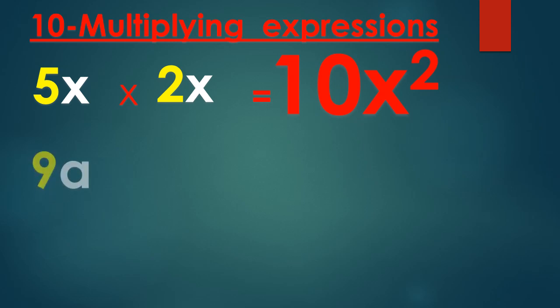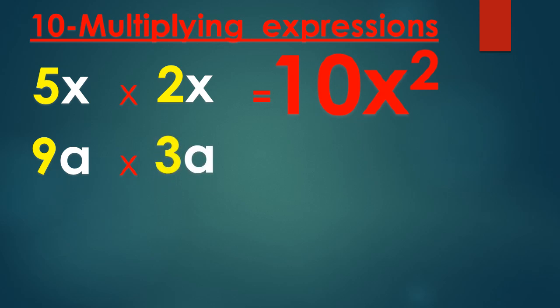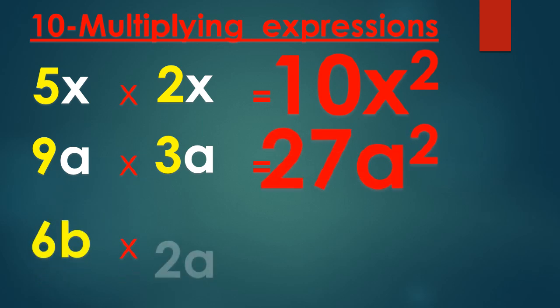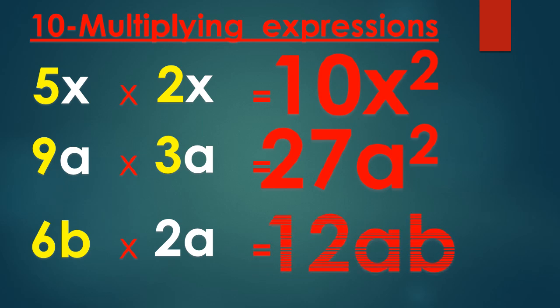9a times 3a. 9 times 3 is 27. a times a is a to the power of 2. The answer is 27a to the power of 2. 6b times 2a. 6 times 2 is 12. b times a remains as it is, ab or ba. So the answer is 12ab.